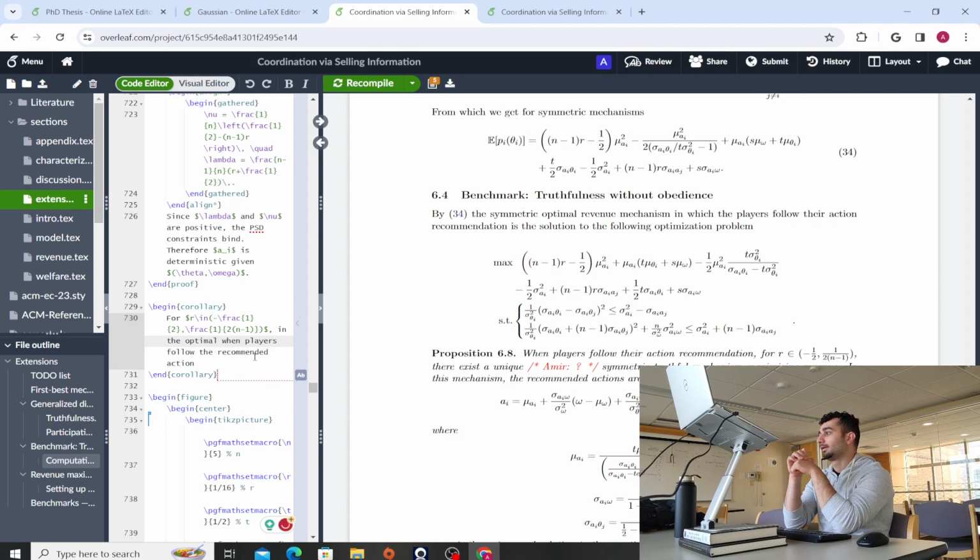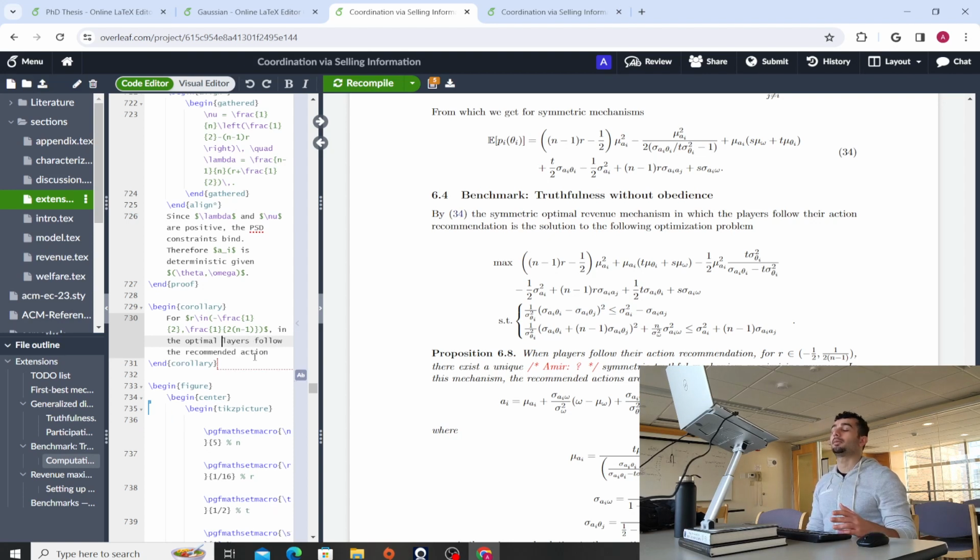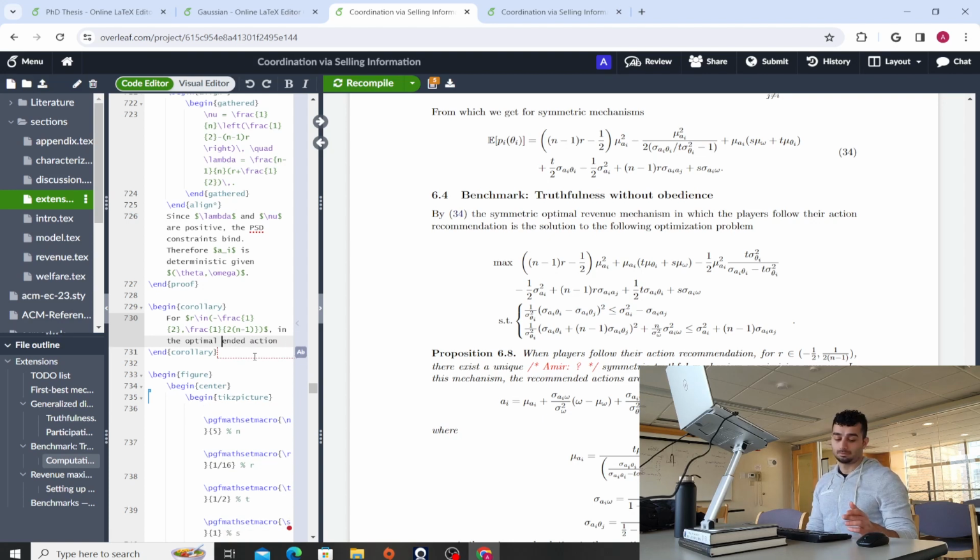Wait a second. Why should we compare optimal revenue to... why should we? First best. It is strange because first best. Oh, okay, it's not strange. First best, the objective is welfare, but at the same time the objective can be revenue. So first best for revenue and first best for welfare are the same. No problem. For all this, in the optimal.